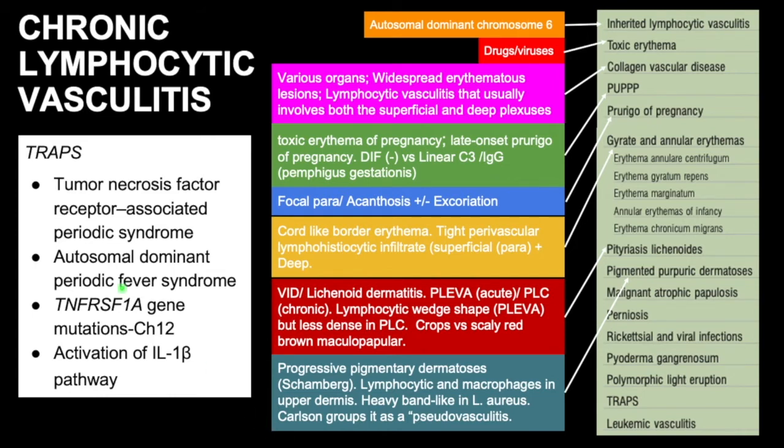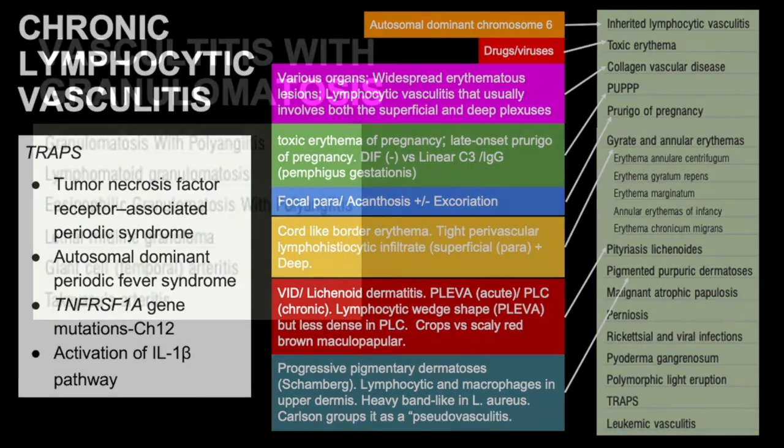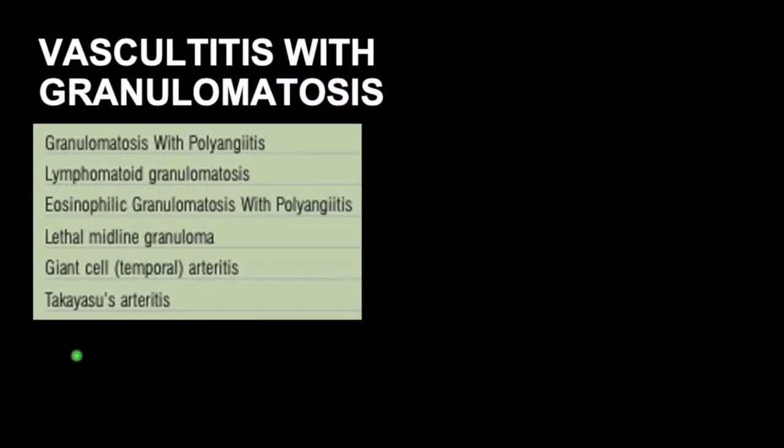syndrome. So that's what TRAPS stands for, and those are autosomal dominant periodic fever syndromes. They happen because of a gene mutation that affects chromosome 12, TNFRSF1A, and because the pathway is activation of interleukin 1b. So the third flavor of the vasculitis is the vasculitis with granulomatosis.